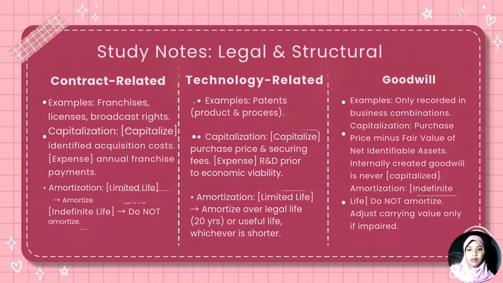Lastly, we have goodwill. Goodwill only happens when a company buys another company for a price higher than the fair value of its net assets. It represents things like reputation, loyal customers, and strong management. Goodwill has an indefinite life, so it is not amortized, but the company must test for impairment. So in conclusion, these assets are important because they give legal rights, protect innovation, and increase company value.